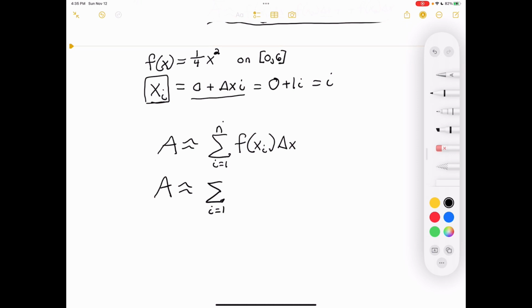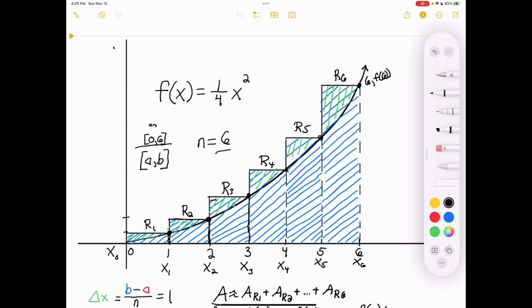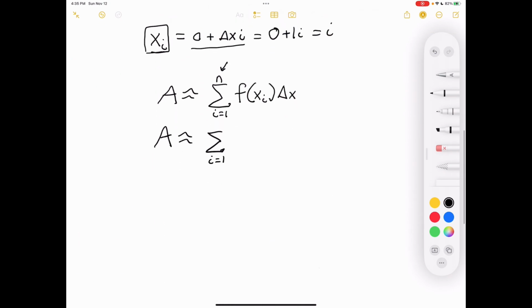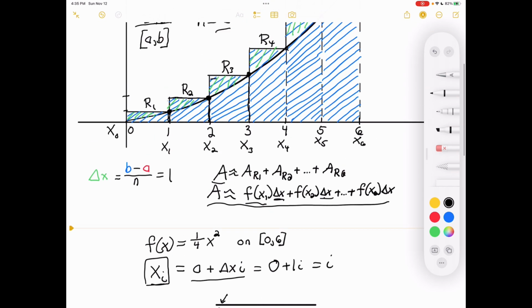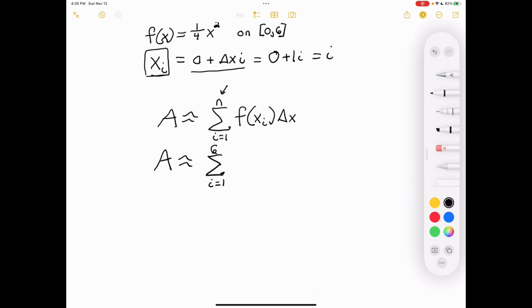We could also plug in n, because if you remember, n is 6. It's just the number of subintervals or rectangles. And we plug that into the function f. Well, f is 1/4 x squared. So this becomes 1/4 i squared, because that's what x sub i is here. And then times delta x, which we know is just 1.